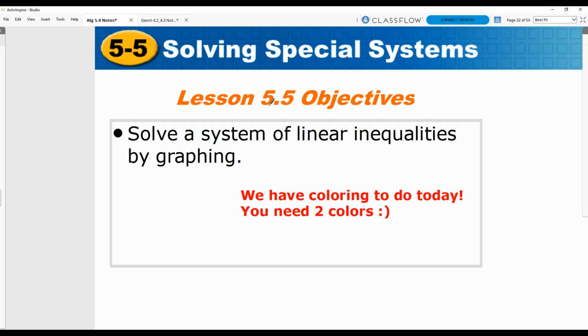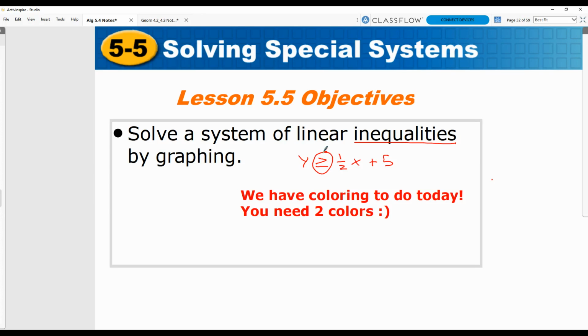Okay, so what we're going to do today, this is our last lesson that we have in Unit 5, and we're going to solve a system of linear inequalities by just doing some graphing. All right, so we graphed linear inequalities in Unit 4. It would look like this, like y is greater than or equal to 1/2 x plus 5. Okay, so there's an example.